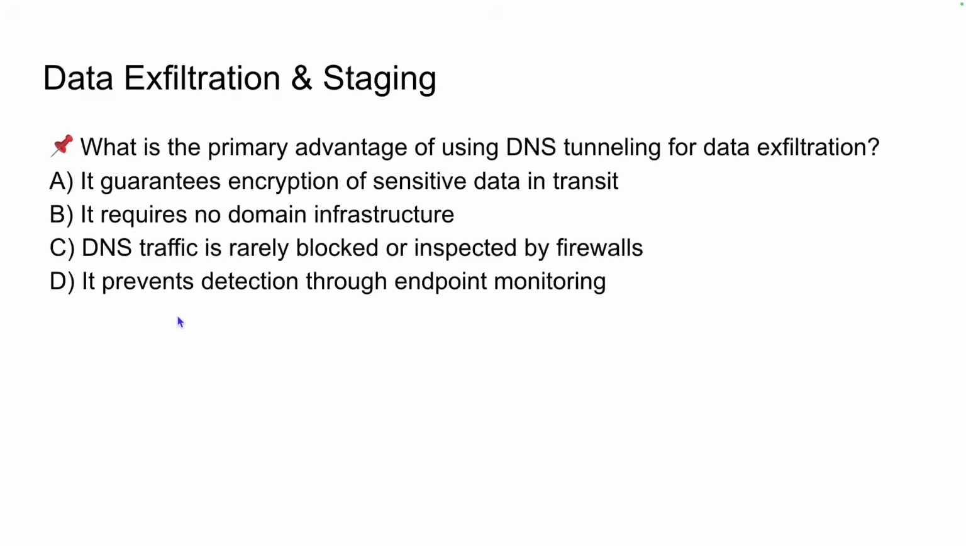The one that stands out to me as the most likely would be that DNS traffic is rarely blocked or inspected by firewalls. That would be the one. It requires no domain infrastructure. That doesn't seem right, so I think that's incorrect altogether. It guarantees encryption of sensitive data in transit also doesn't seem right. The only things that really stand out would be C or D, and it may not prevent detection through endpoint monitoring because they would still be detecting it. It's just that it may not automatically be blocked. So I'm going to say C. Let's see if I'm right.